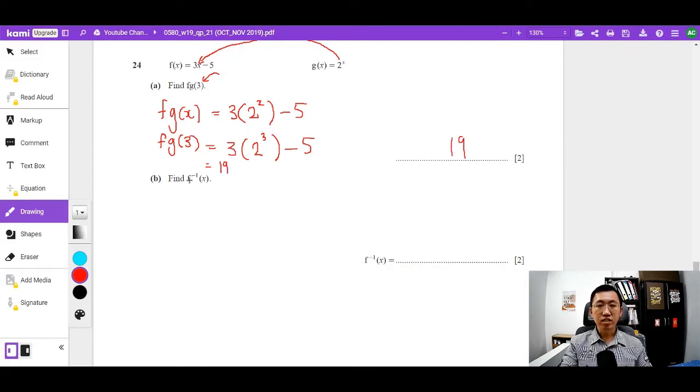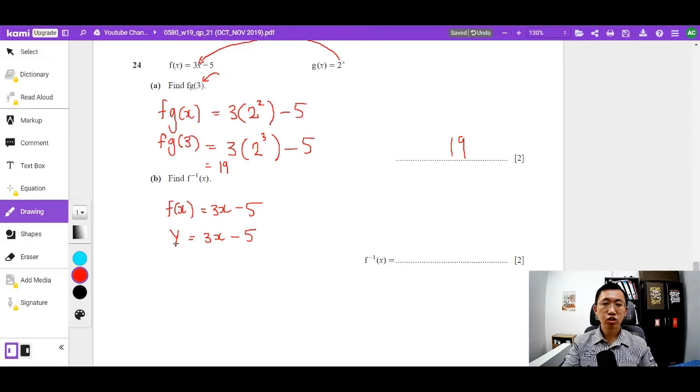Okay, so when you see this symbol, find f to the power -1, it is actually finding the inverse function of f. So how to do inverse function? First step, you copy this first. Let me show you, 3x - 5. Change your f(x) into y. Okay, so y is also used to represent function, in case you didn't know. Now to do inverse, you have to purposely exchange your x and y. So watch, y you write as x, x you write as y.